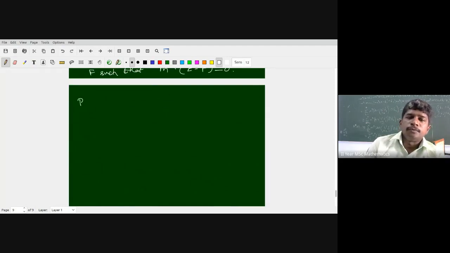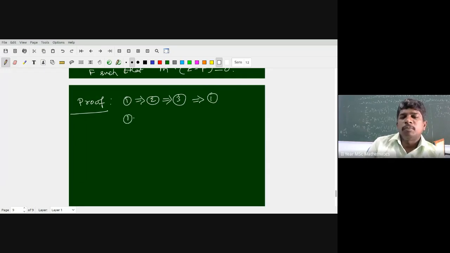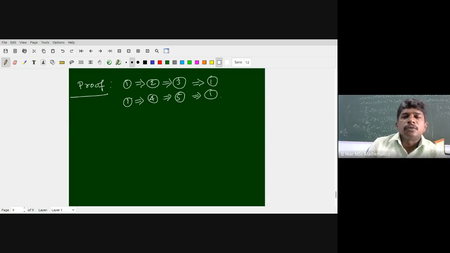It's a proof of the regularity theorem. The way we are going: 1 implies 2, 2 implies 3, and 3 implies 1. The other part: 1 implies 4, 4 implies 5, and 5 implies 1. First we assume 1. That is the proof direction: 1 implies 2.